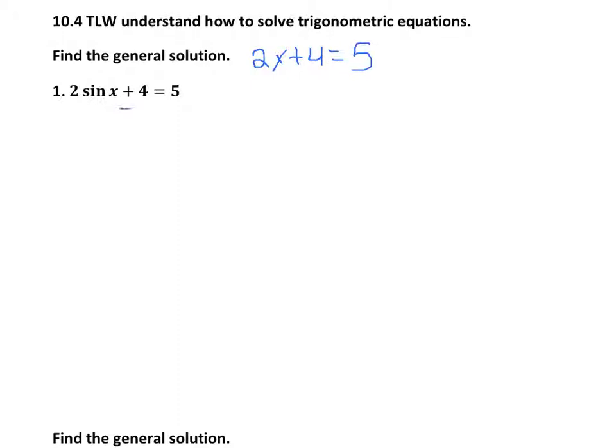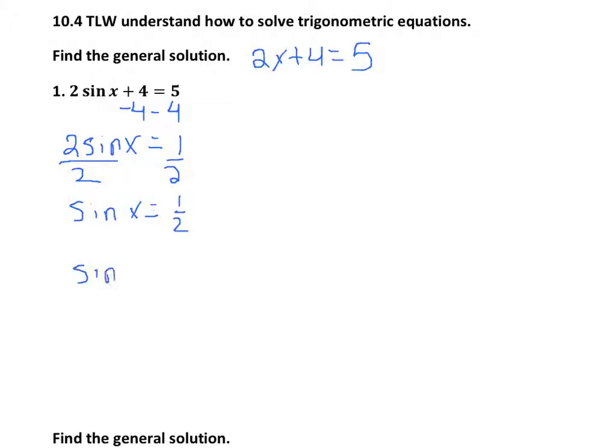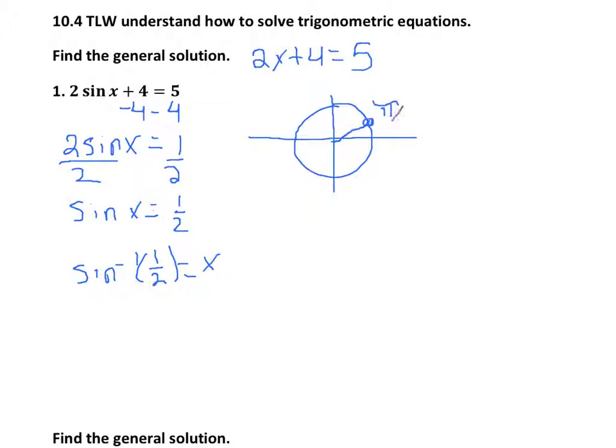So if you think about that, you subtract 4. Divide by 2. So I get sine x equals 1/2. You take the inverse sine of 1/2. Okay, so now think on the unit circle. What are the first two positive 1/2s? In radians, it's pi over 6 and 5 pi over 6.